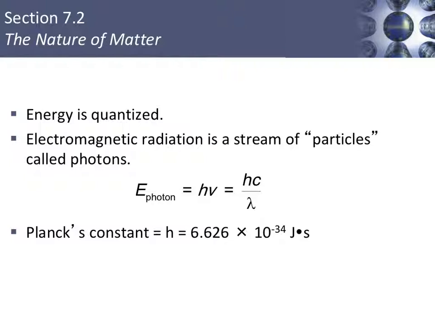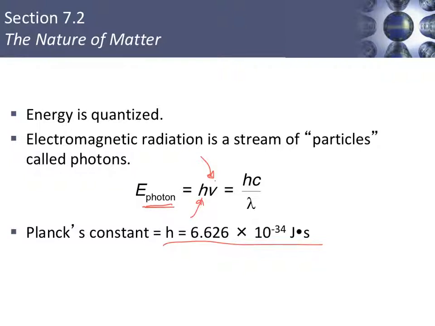So we can calculate the energy of a photon, a particle of light, by taking this number, Planck's constant, and we multiply it by the frequency. Okay, so again, you can see the higher the frequency, the higher the energy, since the other part of the equation is a constant.